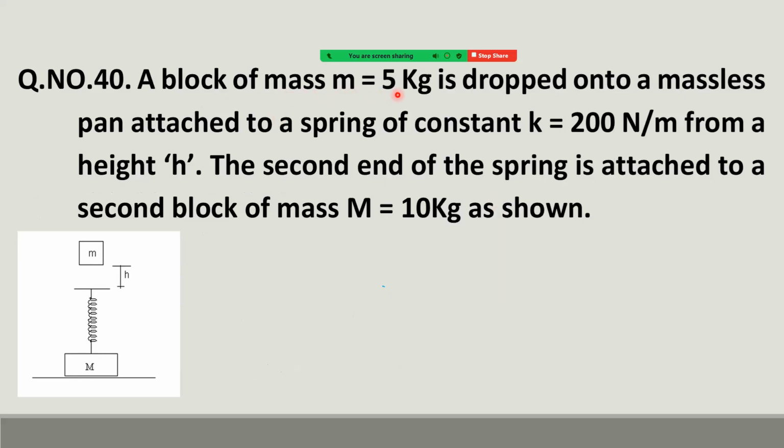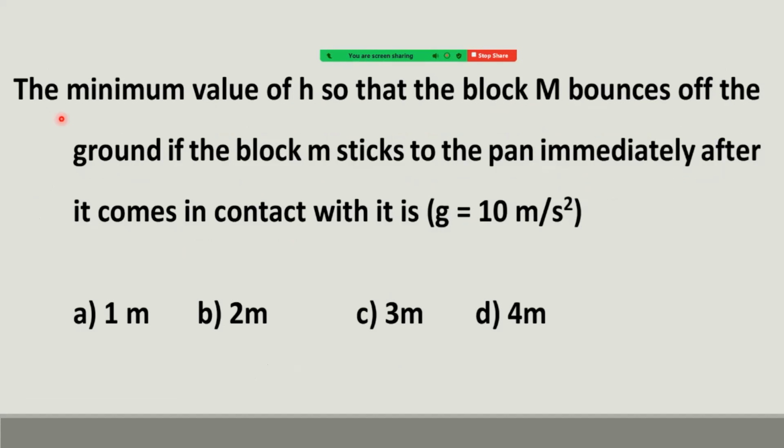A block of mass 5 kg is dropped onto a massless pan attached to a spring of constant 200 Newton per meter from a height h. The second end of the spring is attached to a second block of mass 10 kg as shown. The minimum value of h so that the block M bounces off the ground, if the block m sticks to the pan immediately after it comes in contact with it, is. Okay, then see how to solve it.